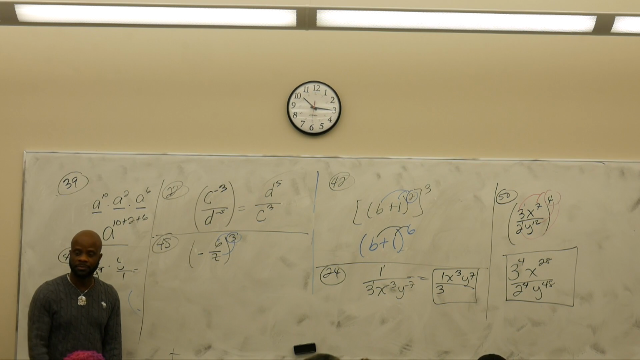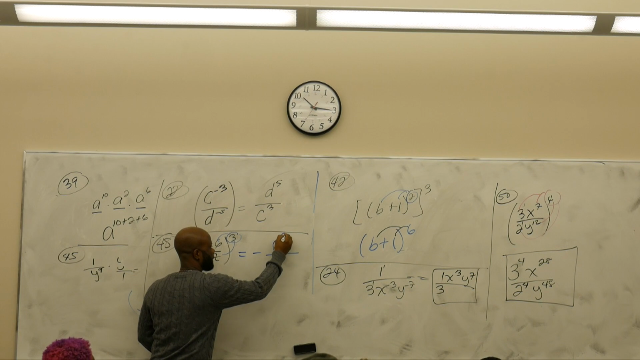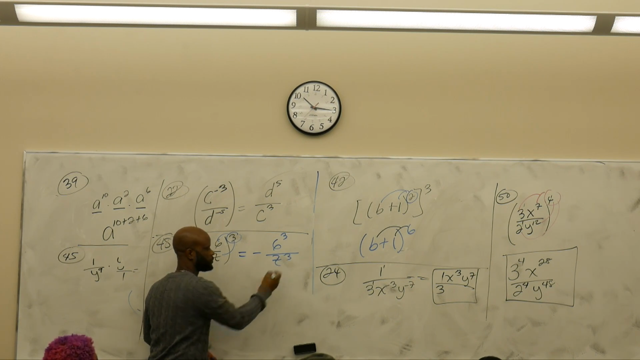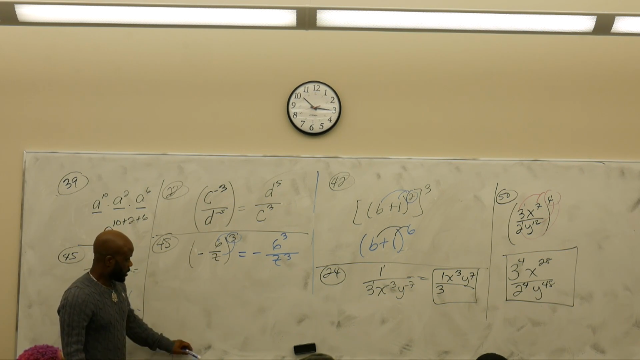Okay? That's what we're doing. So 6 gets a 3. Z gets a 3. Amazing. I didn't know that.